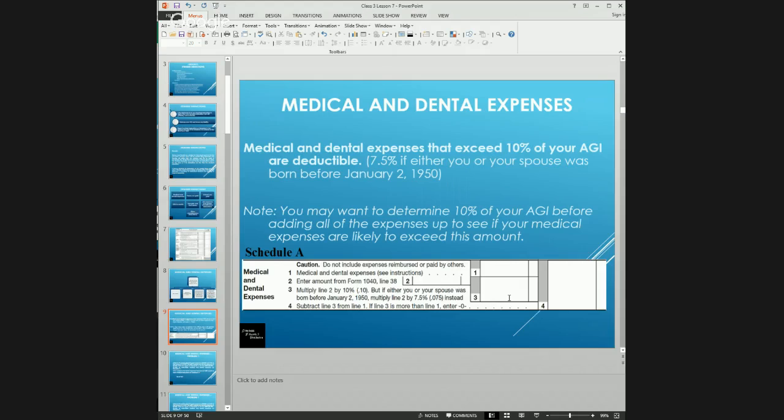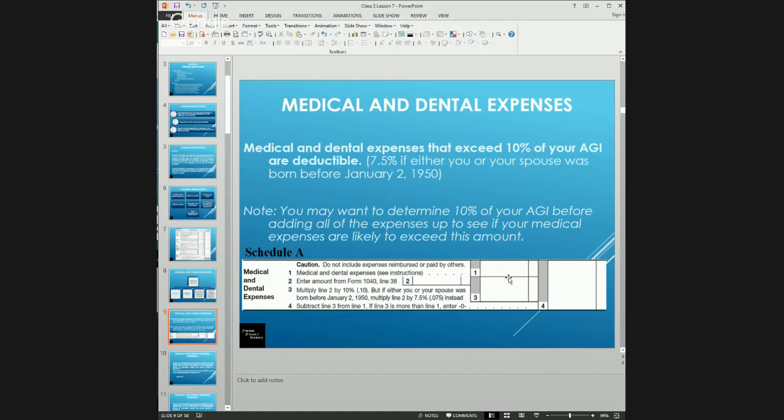Medical and dental expenses must exceed 10% of your AGI before they are deductible, and that is 7.5% if you or your spouse was born before January 2nd of 1950. That 7.5% used to be standard for everyone. It was moved to 10% with the Affordable Care Act being implemented.